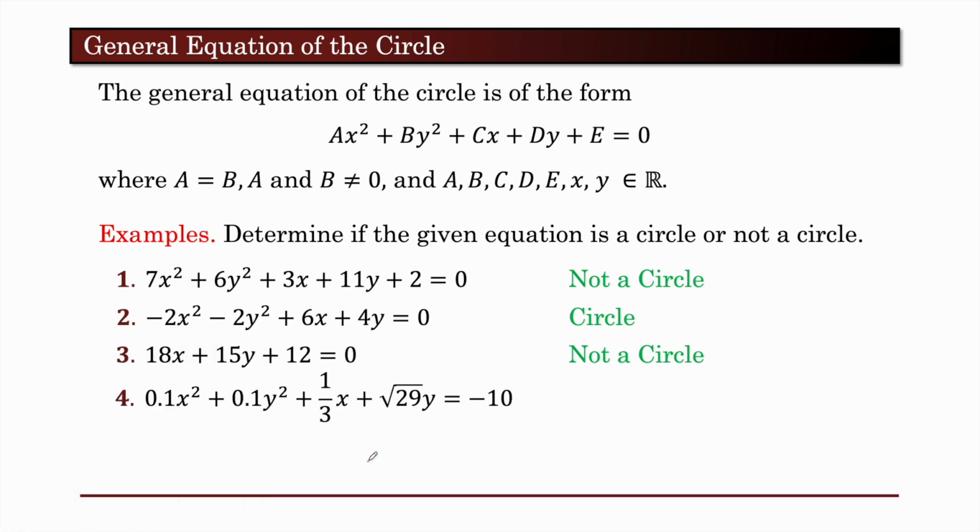Let's have another example. 0.1 x squared. We have several decimals with a fraction, square root. Medyo nakakalito, no? Pero let us try to answer pa din. 0.1, okay, that's the numerical coefficient of our x squared term. So, that's why this is your letter A. Next, 0.1, that's the coefficient of your y squared term. That's your B. 1/3 is your letter C. Square root of 29 is your letter D. Oops! Where is E? Is it 0? Because E is not reflecting. That means E is 0.